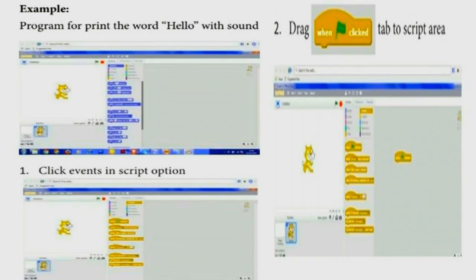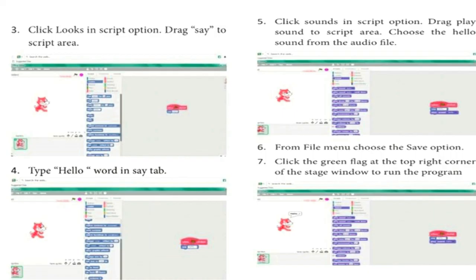Here we have an example of this program: print the word hello with a sound. First, click Events in the script option. Drag the block to the script area. Third, click Looks in the script option. Drag say to the script area. Type the word hello in the say block.